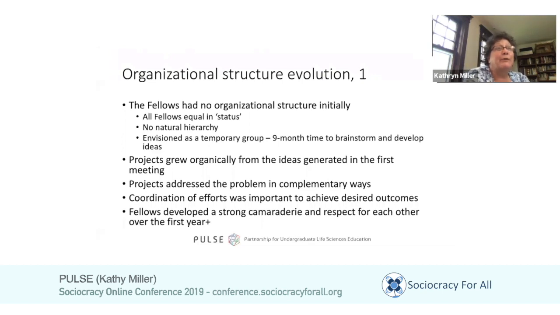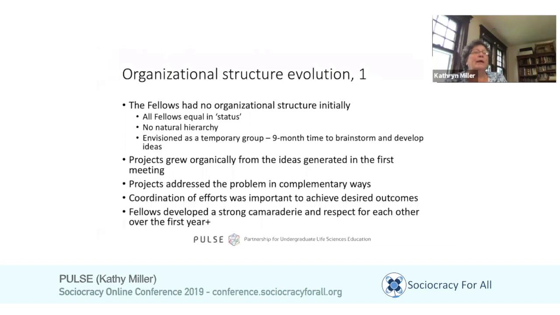We were also envisioned as a temporary group. It was supposed to be a 9-month time to brainstorm and develop our ideas. And when we started working on these ideas, projects developed, and different people were more or less invested in the different projects. And so there were groups of people working on different ideas. And each of those projects addressed the issue of teaching and learning in life sciences in somewhat different ways, but they were very complementary and synergistic with each other. We really realized that coordinating the efforts of these different projects was going to be important for us to achieve the outcome that we wanted, which was changing the way teaching and learning happened at the undergraduate level.